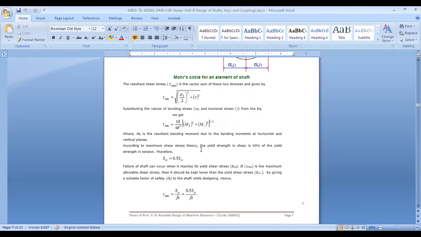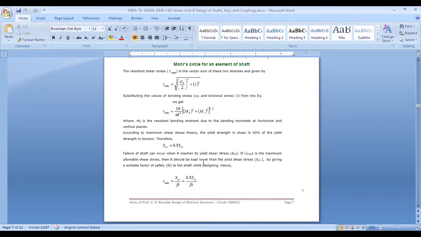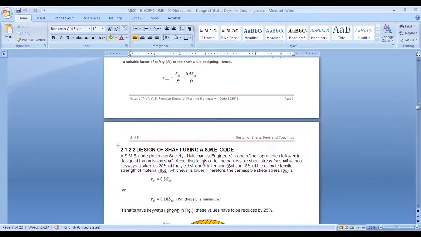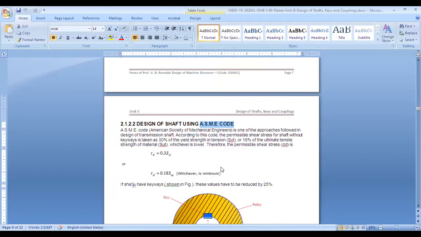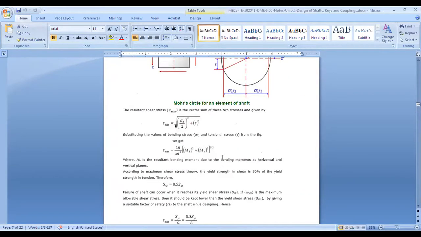Now we will take a look at the numerical, and once that is done, we will go for the design of the shaft for the ASME code. It is a little more advanced design, and then we will do the design for torsional rigidity. But since we know the basics of shaft design, we will try to take a numerical.